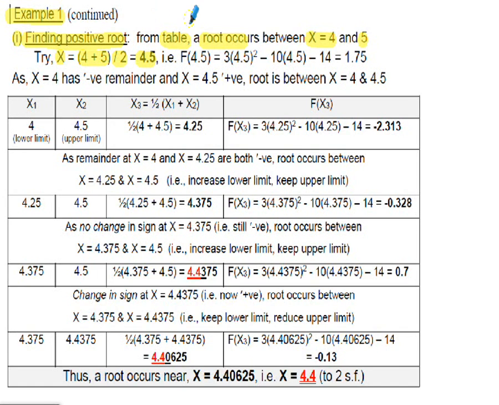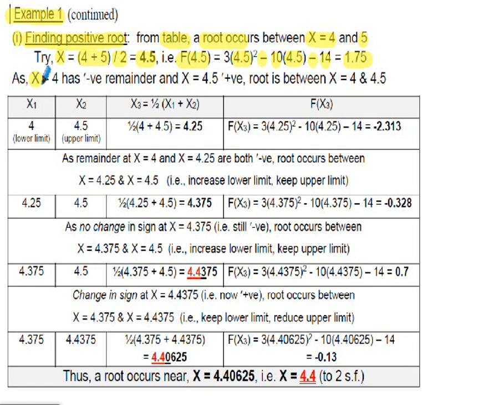4.5. So using our functional notation, that's now written as function of 4.5, that's the x value, and all I do now is put 4.5 into the equation on the previous slide, so that's 3 multiplied by the x squared, so that's 3 multiplied by 4.5 squared, minus 10 multiplied by the x, which is 4.5, minus the 14. That gives a value of 1.75 as a remainder.